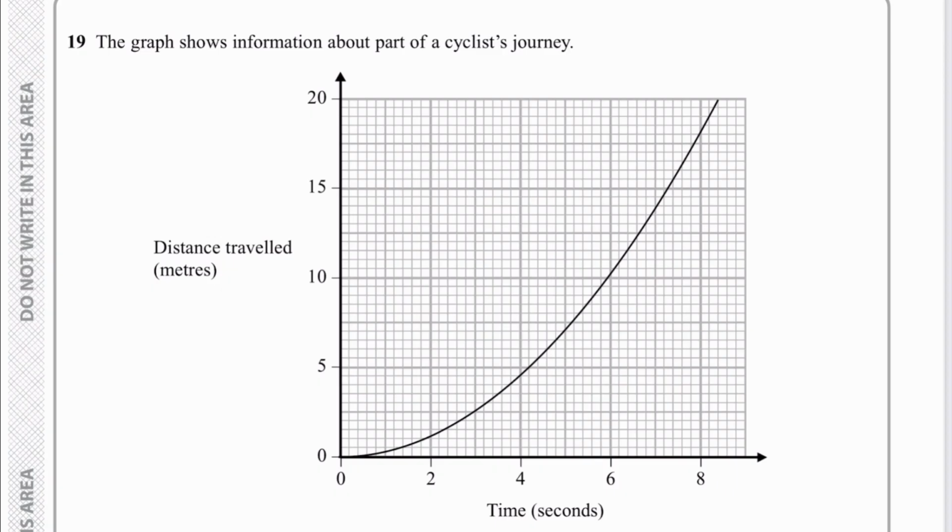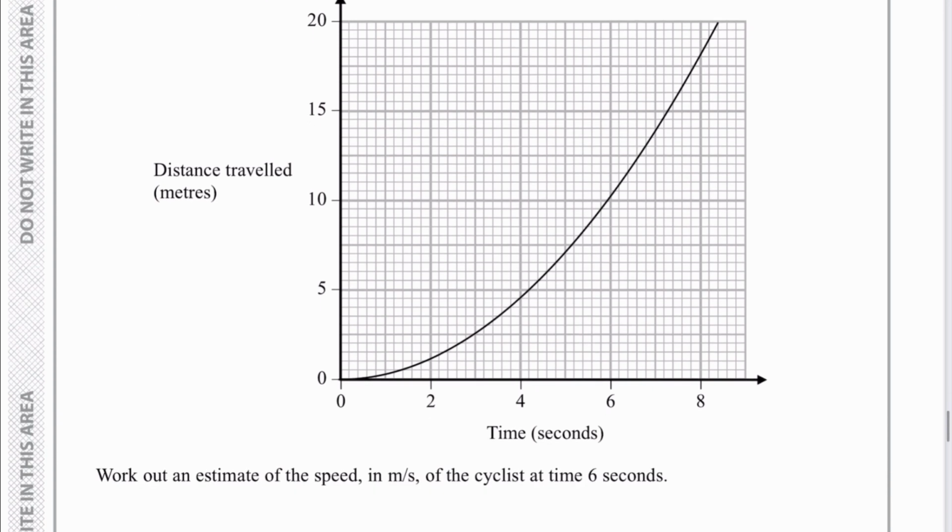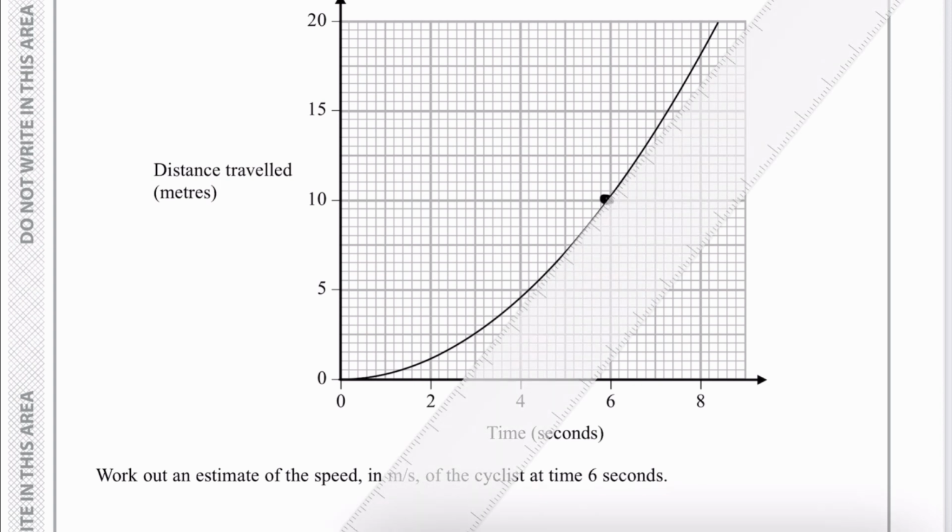Okay, so here we are in question number 19 and we've got a graph showing information about part of a cyclist's journey, plotting distance travelled against the time in seconds, and the question is asking us to work out an estimate for the speed of the cyclist at time 6 seconds. So the easiest way to do this is actually to draw a tangent against this particular curve. Now the reason we do that is because speed is really change in distance divided by change in time.